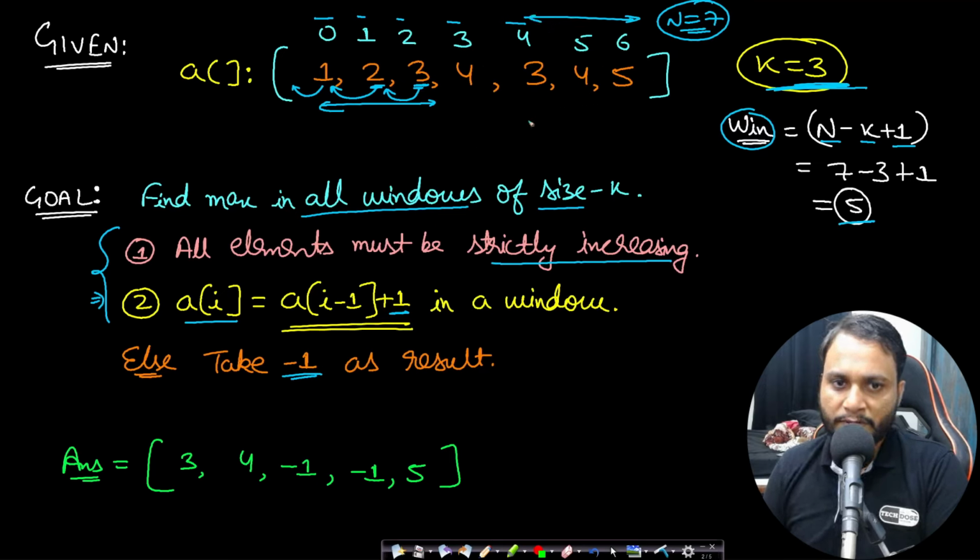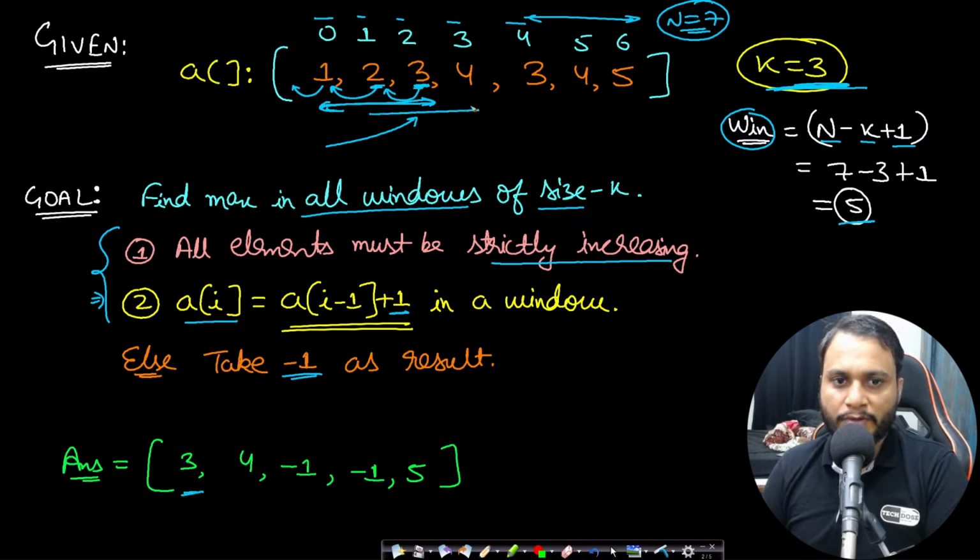Now in all these windows we have to check that the constraint is followed. If the constraint is followed, then we have to take the maximum item and return it. So in the first window, are the items strictly increasing and does each item have a value gap of one? Yes, this is true. 1, 2, 3 is strictly increasing: 2 is 1 greater than 1 and 3 is 1 greater than 2. So this follows our constraint, and the maximum item 3 will be recorded.